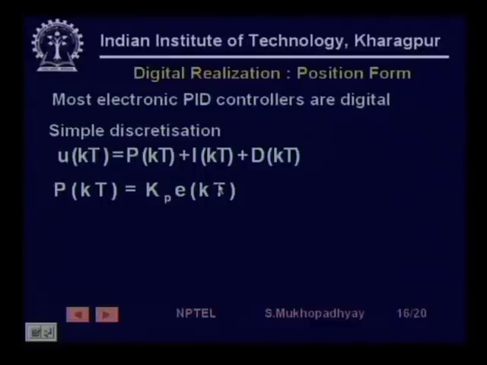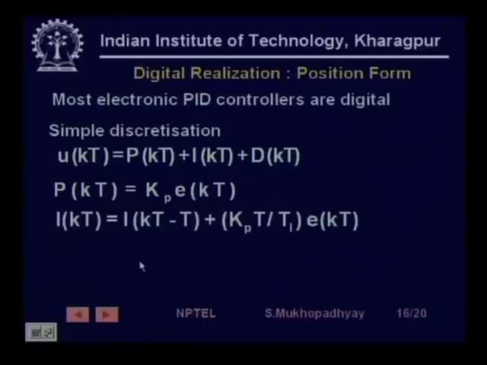The proportional controller is simply P(kT) is equal to Kp into E(kT). So, we just sample the equation. The integral is realized by what is known as backward difference integration. We assume that E(kT) is going to be constant over the time interval k minus 1 to k.